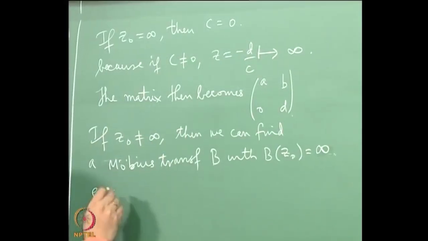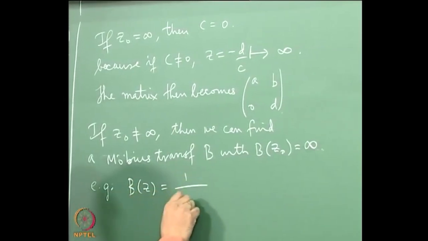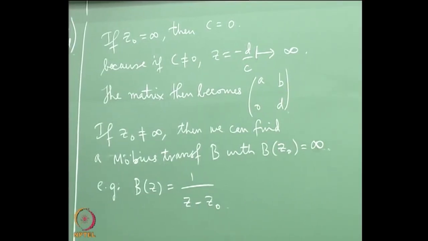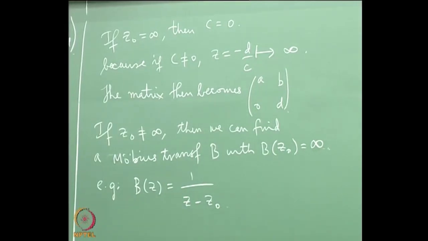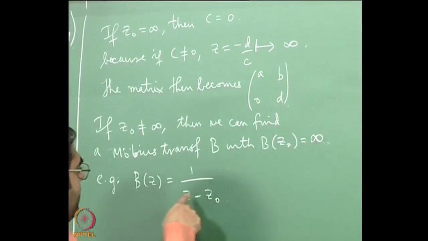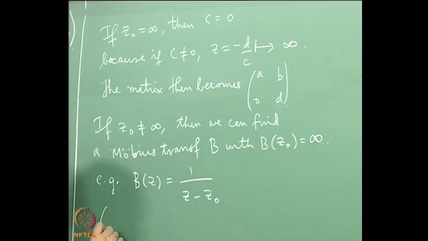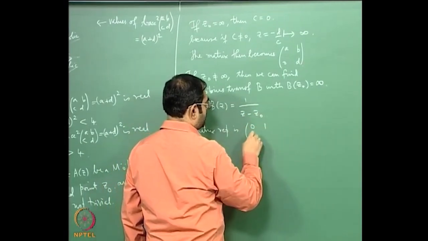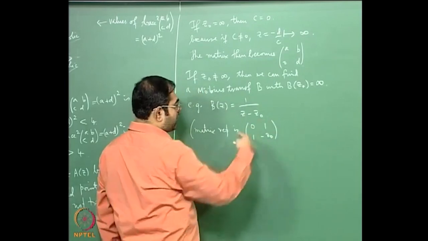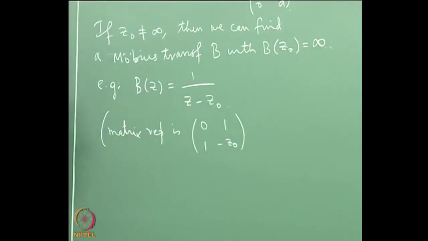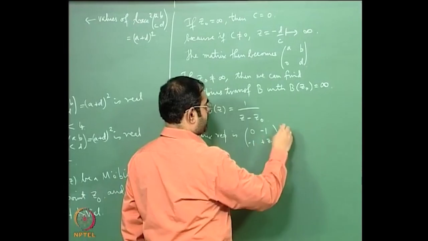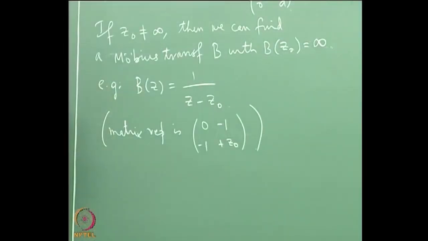For example, you could have taken B of z to be simply 1 by z minus z naught. If you take B of z equal to 1 by z minus z naught, then z naught will go to infinity. So it is a Moebius transformation that will move z naught to infinity. And mind you, the matrix representation is 0 1 1 minus z naught. And if you want a matrix representative in SL2C, I want the determinant to be 1, so you can change sign everywhere.